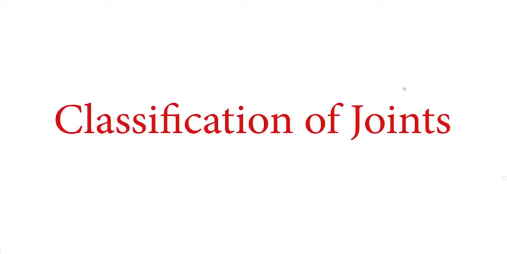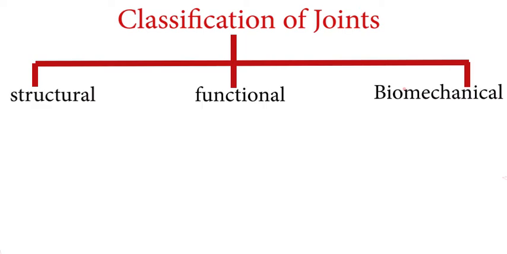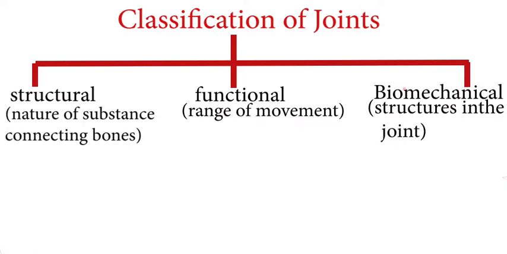Now we will learn about classification of joints. Joints are classified into three groups or types. This classification includes structural classification, functional classification, and biomechanical classification. Structural classification is based on the nature of substance connecting the bones, and functional classification is based according to the range of movement that joints allow. And the last, biomechanical classification, refers to how many structures are involved in the formation of joint.